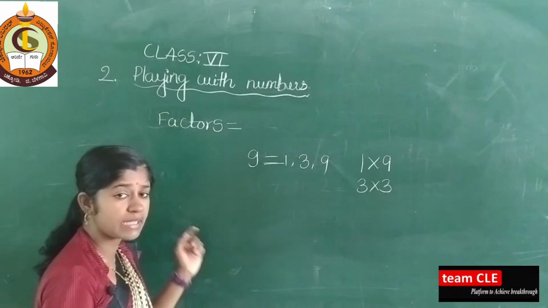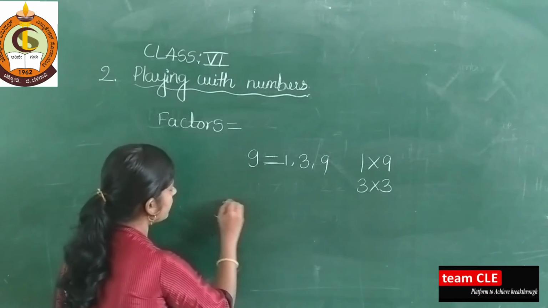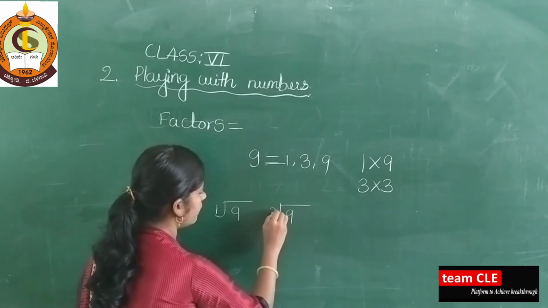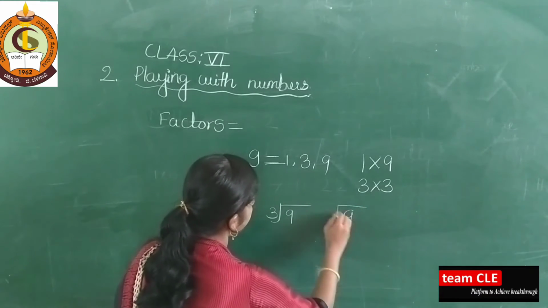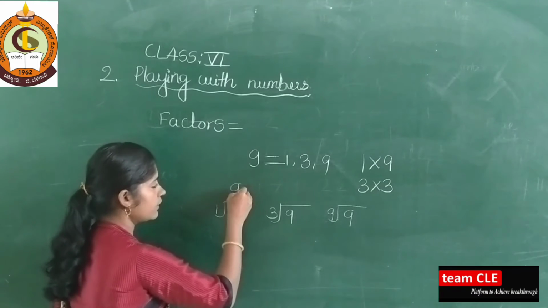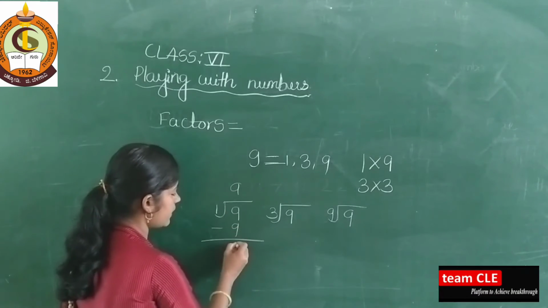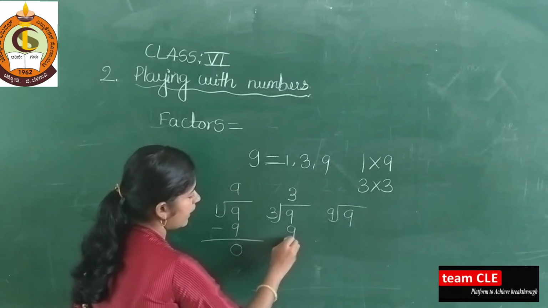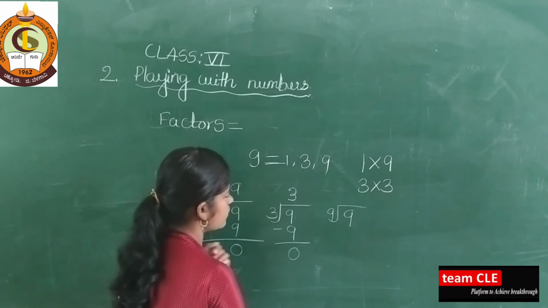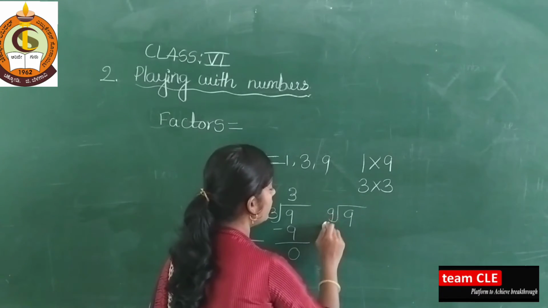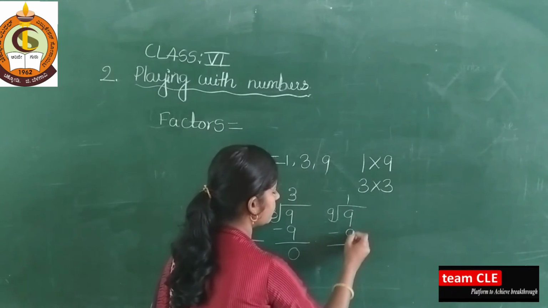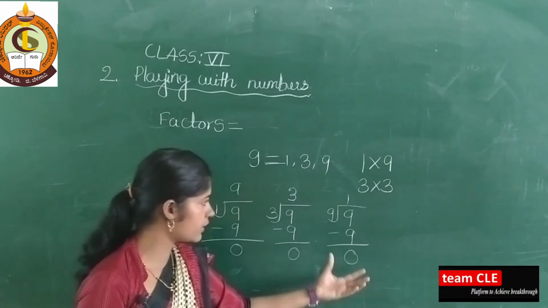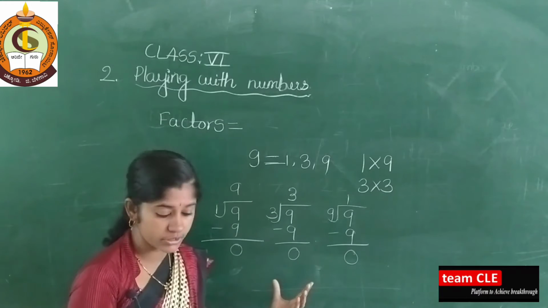Why did I write these numbers here? Just see, take this 9 and divide with 1, take this 9 and divide with 3, take this 9 and divide with 9. 1 9s are 9, 9 minus 9 is 0. Again the next example, 3 3s are 9, 9 minus 9 is 0. Again you take 9 1s are 9 and 9 minus 9 is 0. See here, every time the remainder I got is 0.